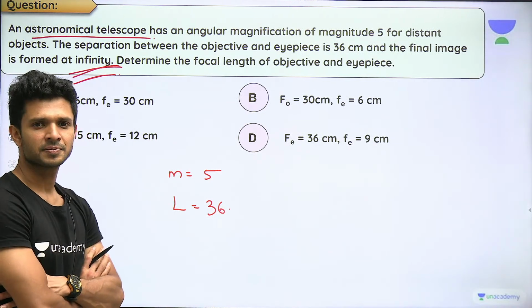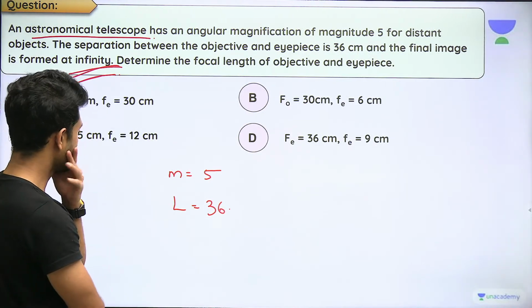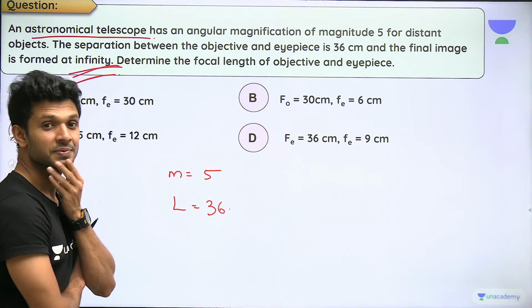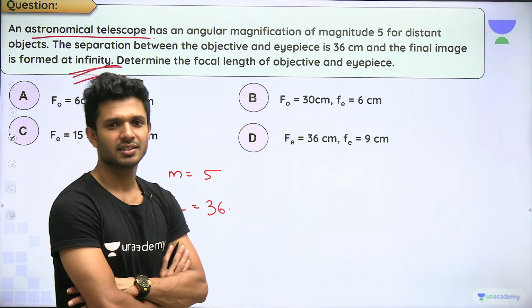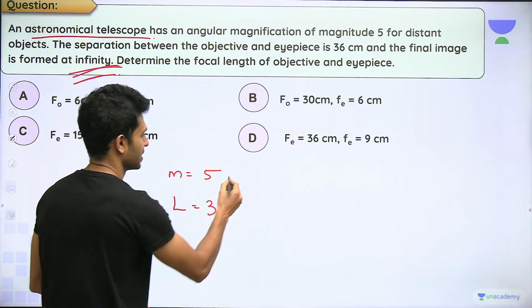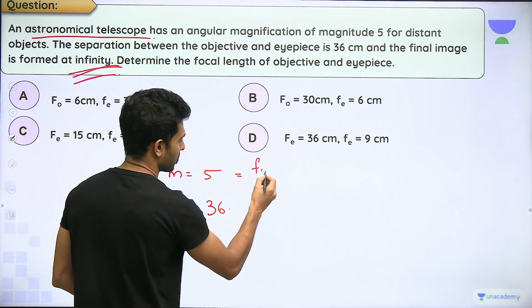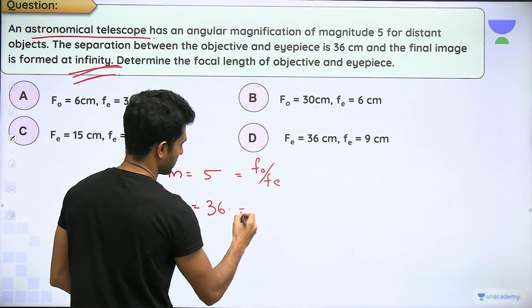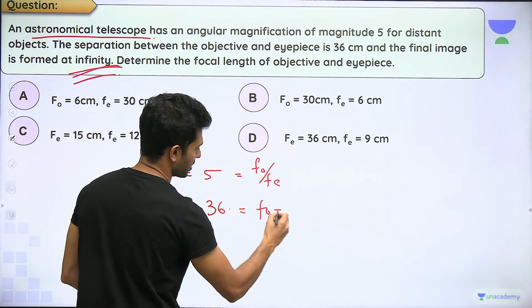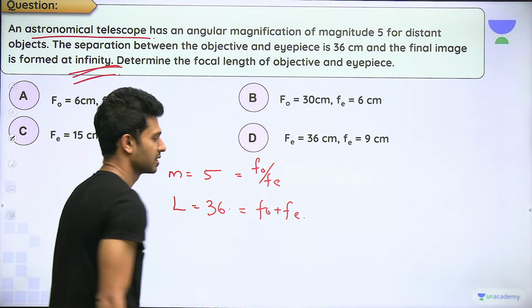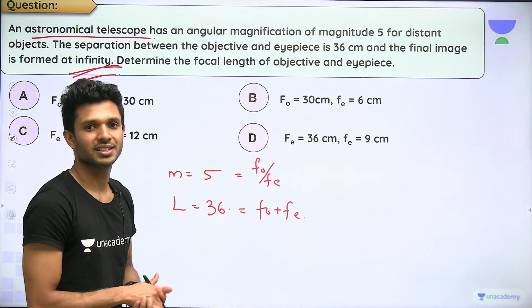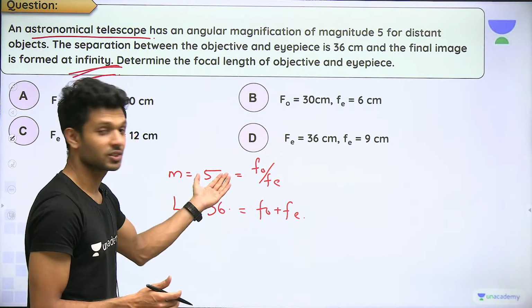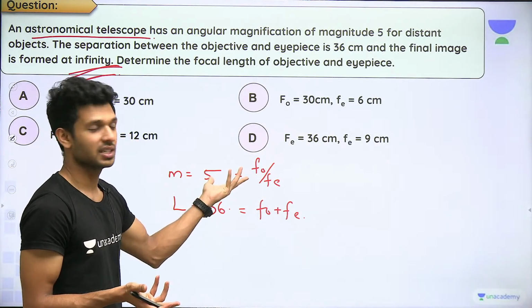Can you do it? From magnification and length, how is it possible? Those who remember the formula can simply get the answer. The formula for magnification is f0 by fe. The formula for length is f0 plus fe. Two unknowns, two equations. Who can't solve this? A 5th grader can simply solve this, right? Then why can't you 12th standard students?